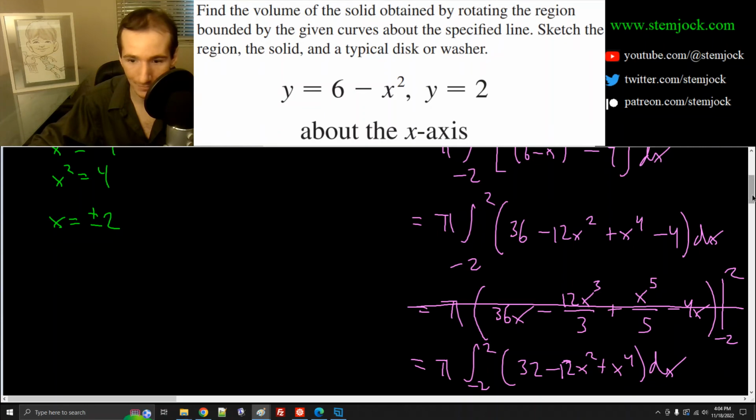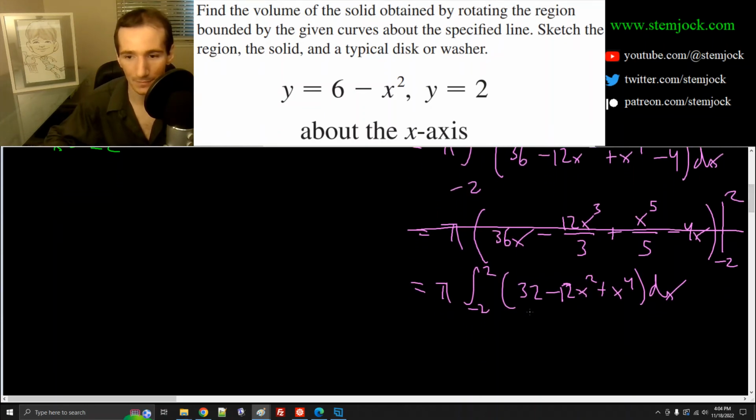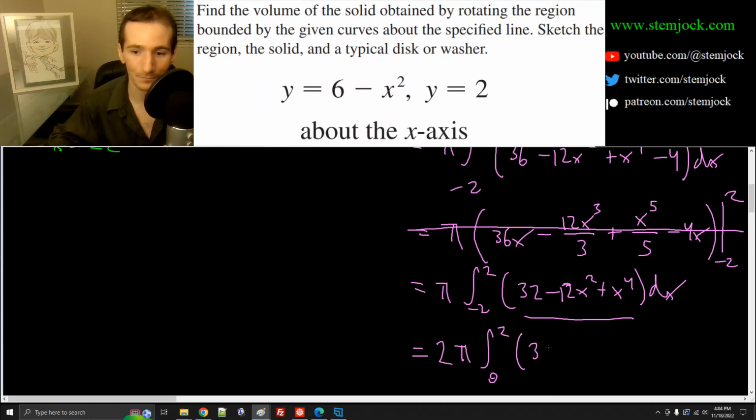And now, because this here is an even function, I can plug in negative x for x, and it wouldn't change the integrand at all. And because the integral is over a symmetric interval, it'll be the same thing if I multiply it by 2 and just integrate it from 0 to 2. So this is much more convenient because one of the numbers here is 0. So it's less calculation if we just do it like this.